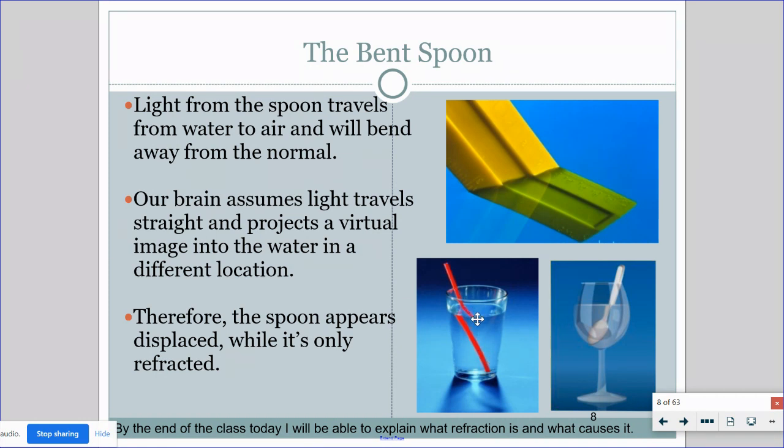So here we have this straw going in, and it looks like there's actually two pieces of straw. It's not even together. Here again, the spoon is here, and then there's a little break, and the top of the spoon is over here.